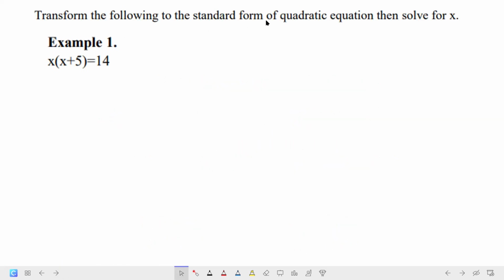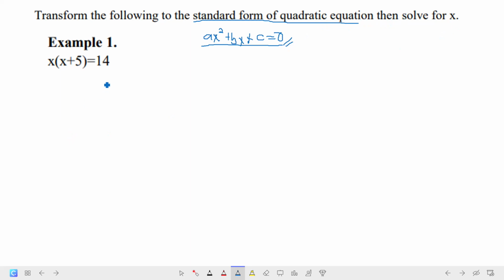Transform the following to standard form of quadratic equation, then solve for x. And always take note, standard form of quadratic equation. Always keep in mind na kapag quadratic equation, you will have ax squared plus bx plus c equals 0, and this is the standard form. Basta naka-equate siya sa 0, this is standard form. So kailangan ganitong itsura niya, and then mag-solve tayo ng roots.